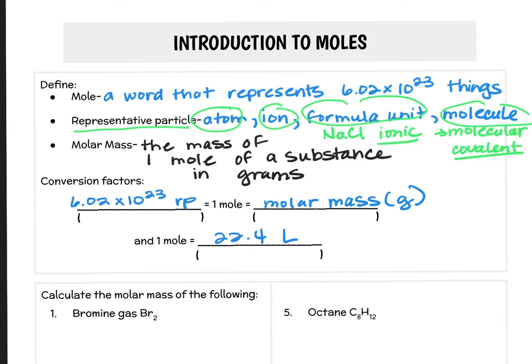So I just want to kind of backtrack here. This is talking about the representative particles. So 1 mole is equal to 6.02 times 10 to the 23rd representative particles. This is talking about mass, so if you see a problem that asks about mass, use this one. And down here, this would be volume that they would be asking for in the problem.